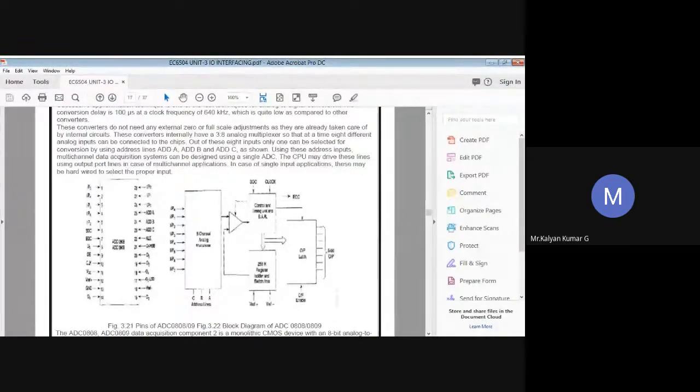The data output pins, D0 to D7. So we have an 8-bit digital output. The reference voltages will decide the mapping of this analog input to the corresponding digital output. And we have the EOC signal, end of conversion.